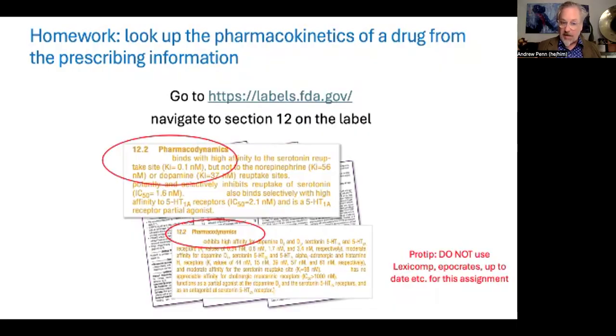So this is the labeled information we talked about in the first half of the lecture, the drug label. This is all this sort of data free to anybody who wants to look it up. And you go ahead and skip ahead to section 12, which will tell you about pharmacokinetics and pharmacodynamics. And you're going to report that back on one of your assignments this week.